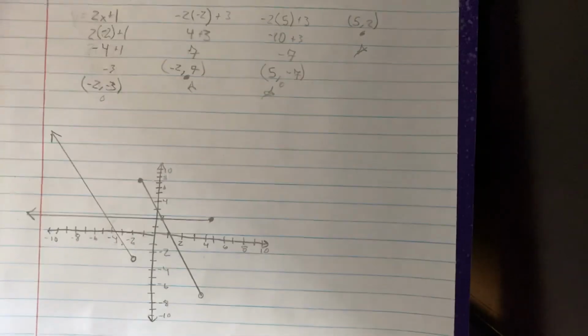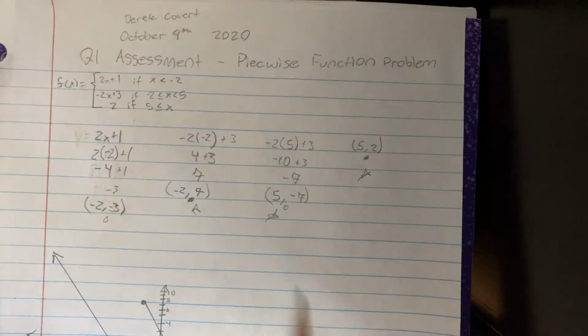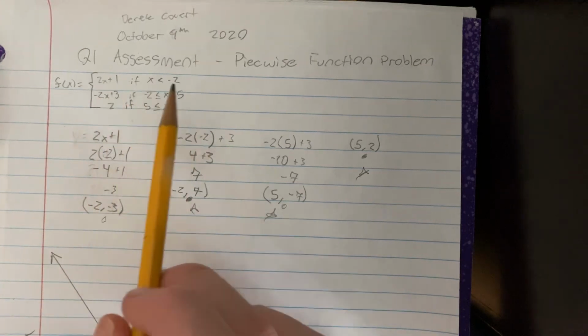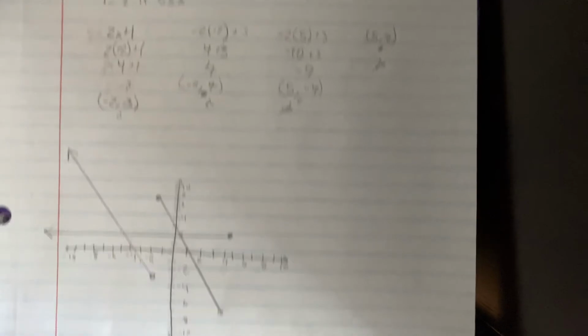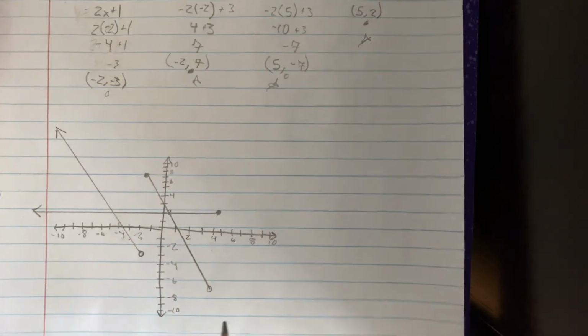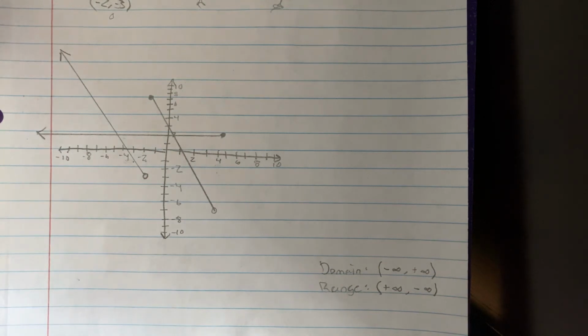And that is my solution. That was the problem. Those are the points I got from the problem, the graph that I got from the points, and the domain and the range that I got from the graph.